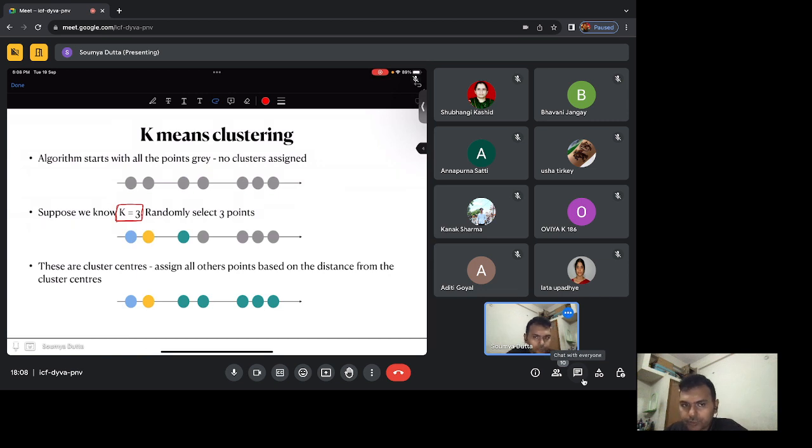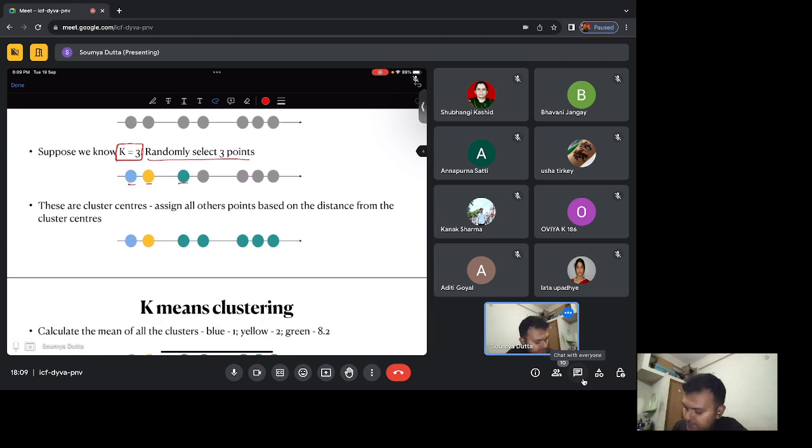If you go through the k-means algorithm, it will first randomly select 3 points. So suppose it selected the first 3 points like this. It decided the blue cluster, the yellow cluster, and the green cluster. These are the cluster centers, because they have got the first points, so they are themselves the cluster centers. And then they assign all other points based on the distance from the cluster centers.